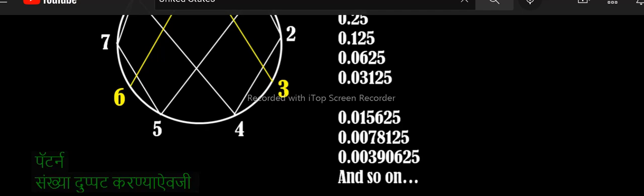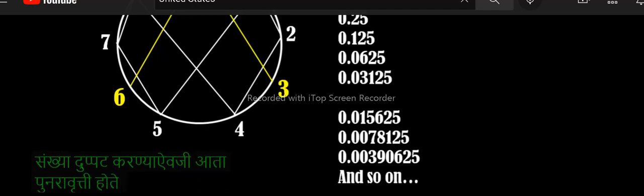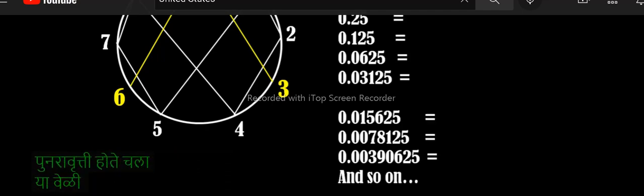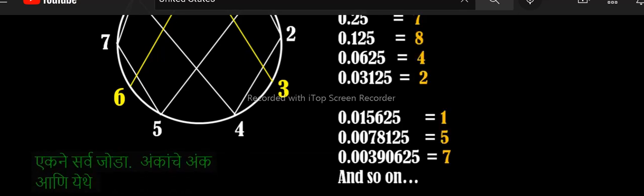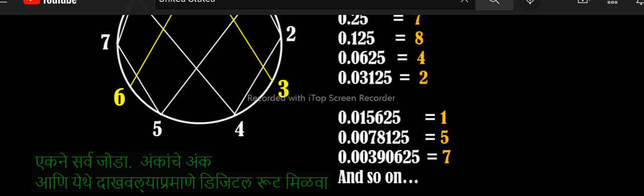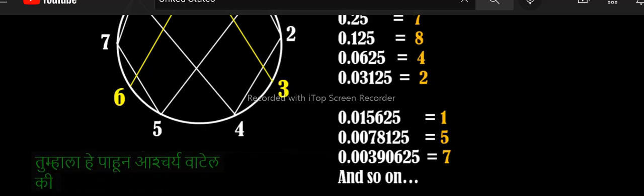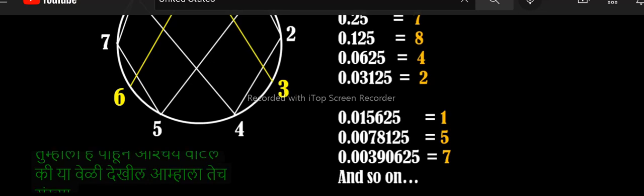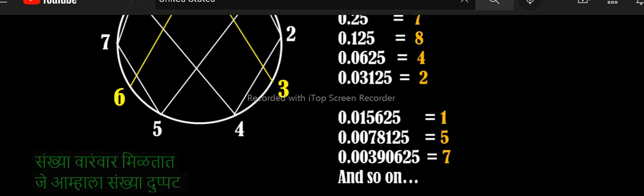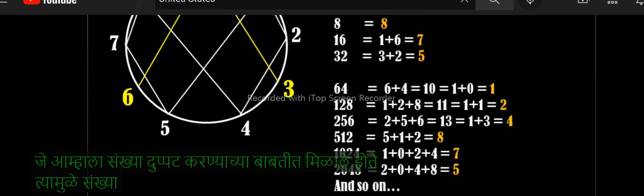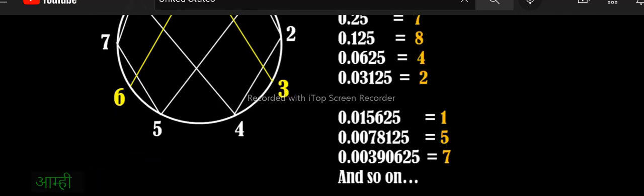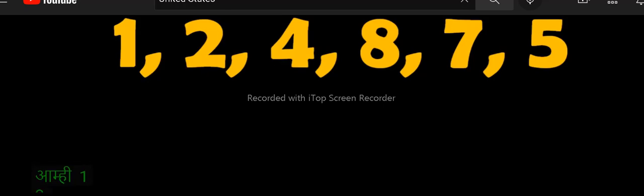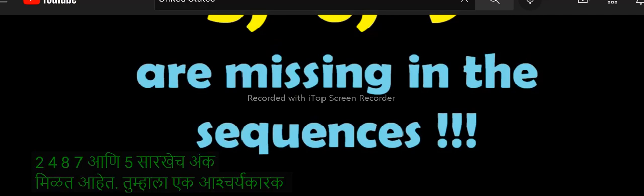Now, instead of doubling the numbers, let's halve the numbers repeatedly. This time also we will start with number 1. Add all the digits of the number and get the digital root as shown here. You will be surprised to see that this time too we get the same numbers repeatedly that we got in the case of doubling the numbers. So in both the cases of doubling and halving the numbers, we are getting the same numbers 1, 2, 4, 8, 7, and 5.